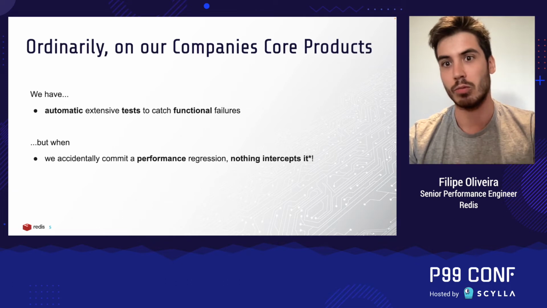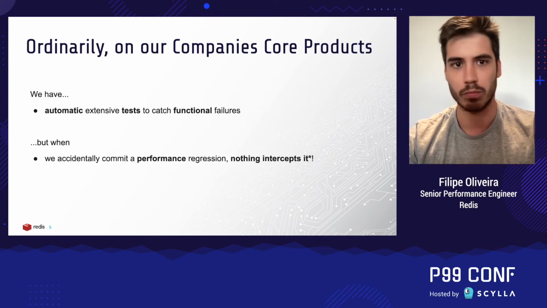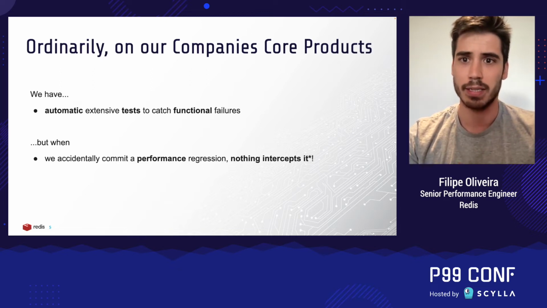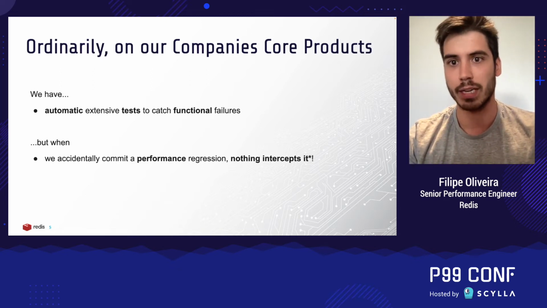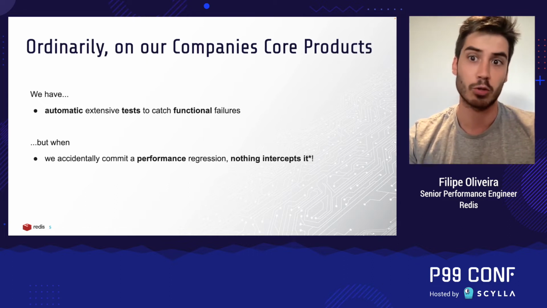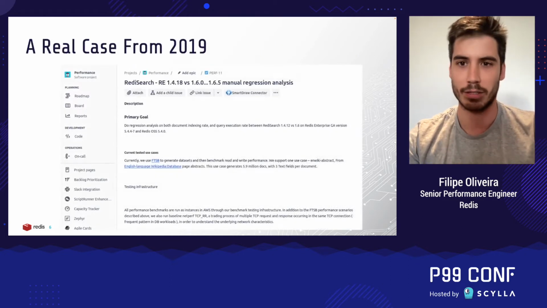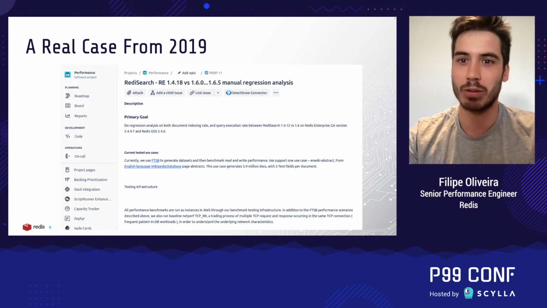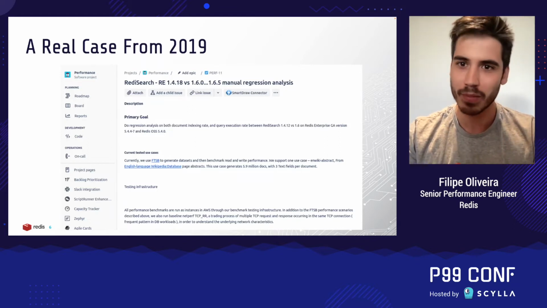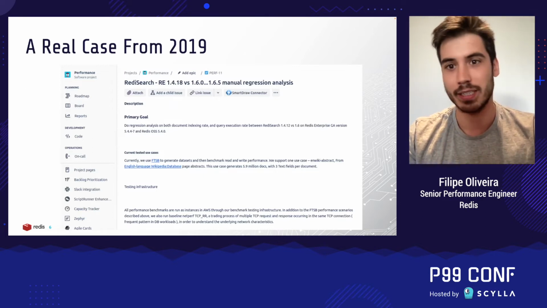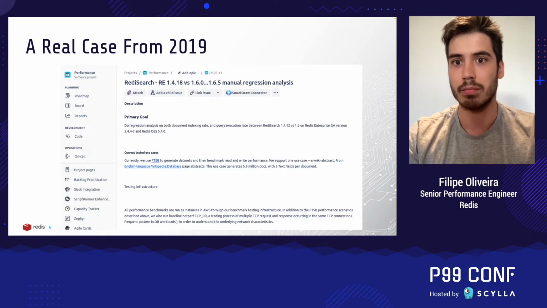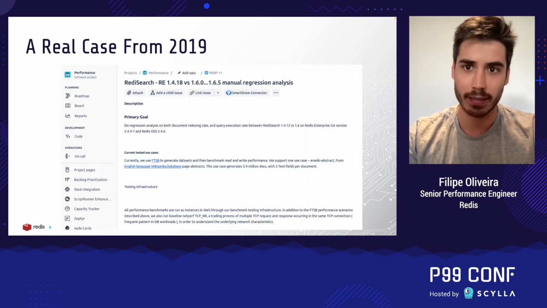This is exactly what we are working on at Redis, and I'm fully aware of other companies also devoting a lot of time to this, because it's crucial to make sure that we remove the manual work behind performance testing, and we automate as much as possible and we provide feedback as much as possible. And to prove how important this is, I brought a real case from 2019 from one of the products that we have at Redis, which is Redis Search, which basically adds full text capabilities or secondary indexing capabilities on top of Redis.